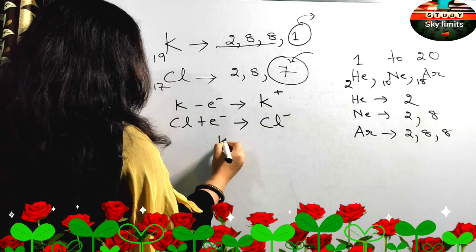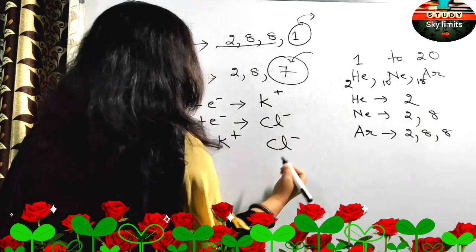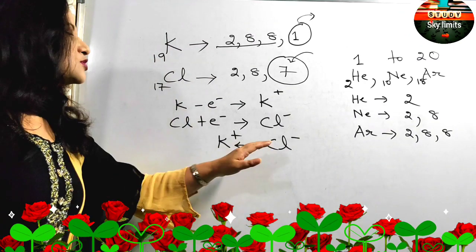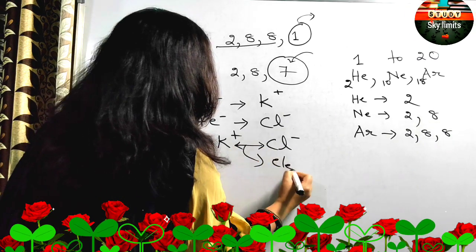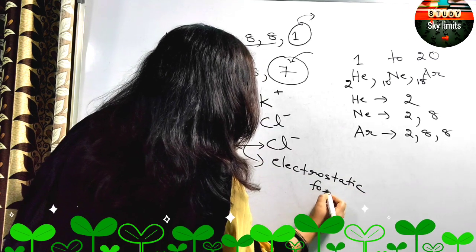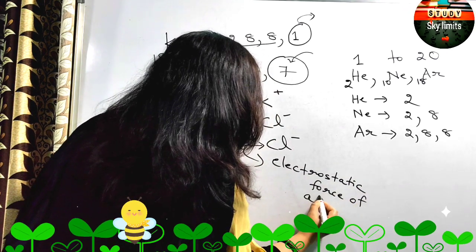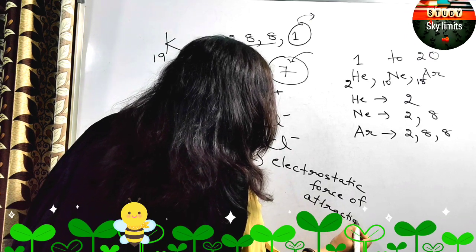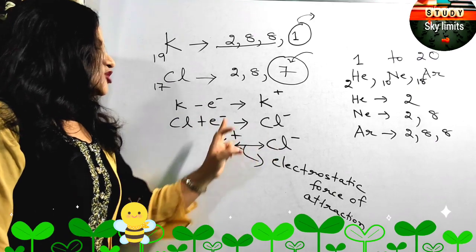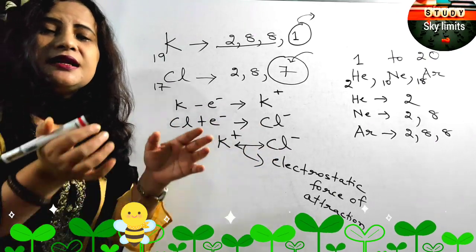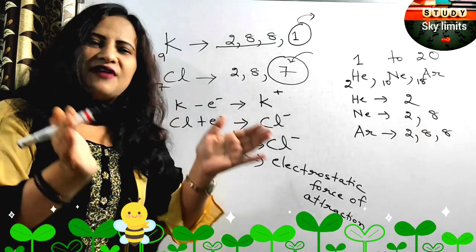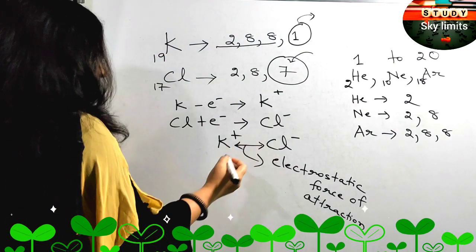So between K plus and Cl minus there exists a force of attraction called the electrostatic force of attraction. It is this electrostatic force of attraction between the oppositely charged potassium and chlorine that results in the formation of a bond called the ionic bond or the electrovalent bond. That is named as what?